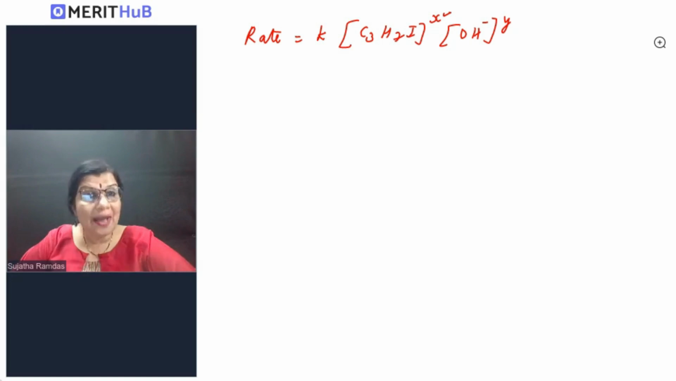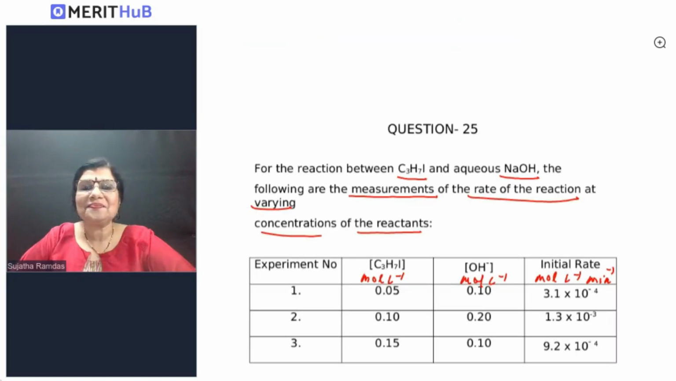All right, let's go back to the table. Now in this table, we notice that the concentration of OH minus is maintained a constant in experiments 1 and 3, because of which we can easily find out X, the order of the reaction with respect to C3H7I. So let's first find out the order of the reaction with respect to C3H7I. Let's get the value of X. Then we can find out the value of Y.